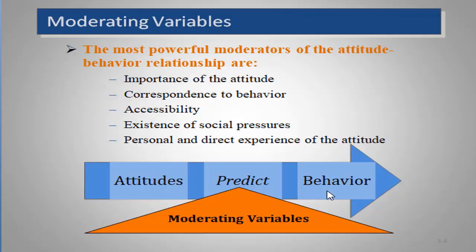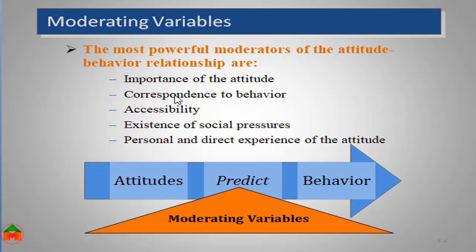In the perspective of independent and dependent variables, if behavior is the dependent variable and attitudes is the independent variable, then there are some moderating variables which moderate the relationship between attitudes and behavior. So what are the moderating variables? We can see the most powerful moderators of the attitude-behavior relationship are importance of the attitude, correspondence to behavior, accessibility, existence of social pressures, and personal and direct experience of the attitude. So these are the moderators that moderate the relationship between attitudes and behavior.